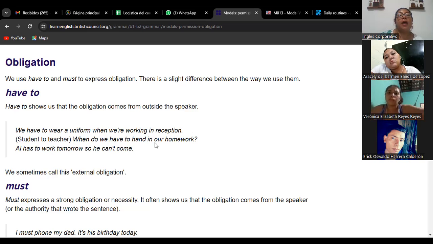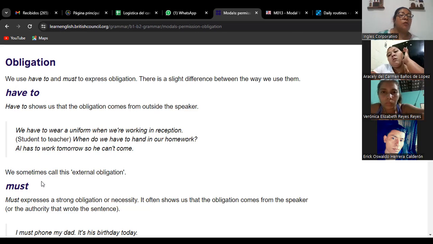Entonces, dice también, a student to a teacher, when do we have to hand in, okay, lo que les decía de entregar, hand in our homework? Al has to work tomorrow, so he can't come. Okay, y decíamos que también have to, sí, podemos utilizarlo en otros tiempos, ¿verdad? Y también en tercera persona se modifica. Mire, como Al es third person singular, has to. Okay, no sería have to, porque tenemos que modificar nuestro verbo por ser tercera persona del singular.